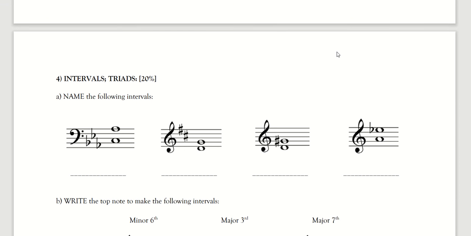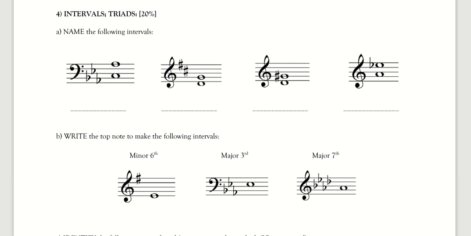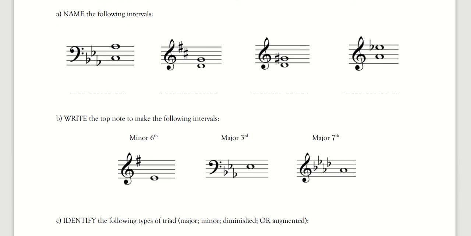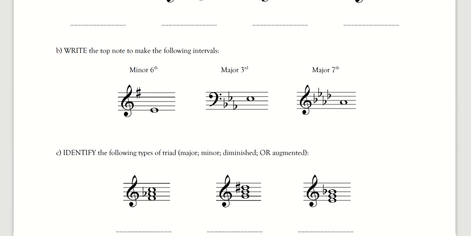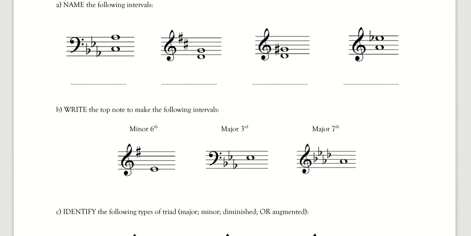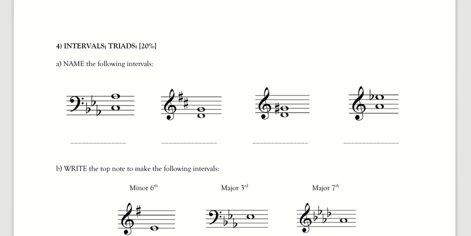Hello, so let's have a look at the fourth section of this exam paper. This section is on intervals and triads. We have two questions on intervals and then a question on triads. When doing intervals, I find this is an easy one to lose marks on.